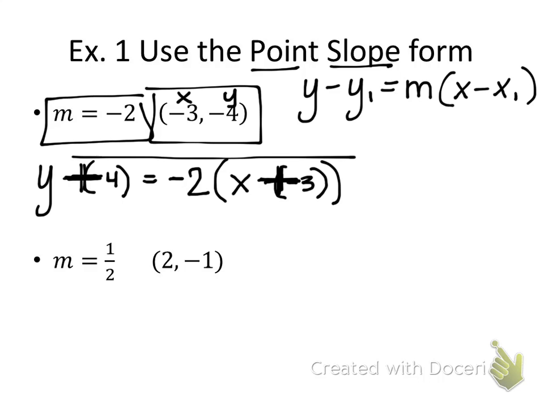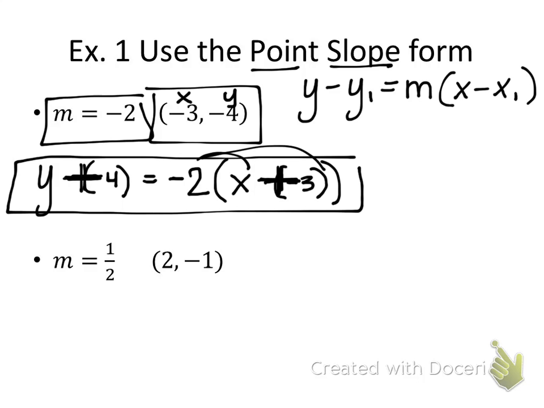And then this is your answer. I have also got a lot of people who try to do distributive property and solve this out. No, this is it. This is an equation in point-slope form. You don't want to do anything to it. All right, so let's do the next one.